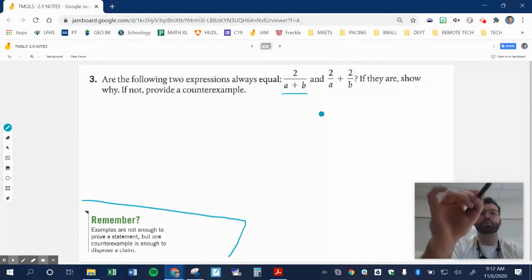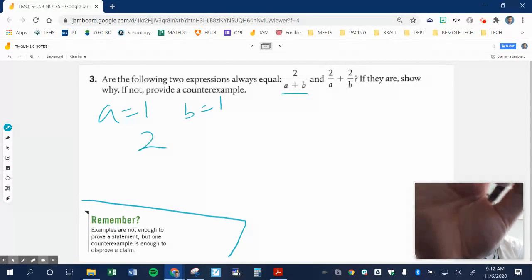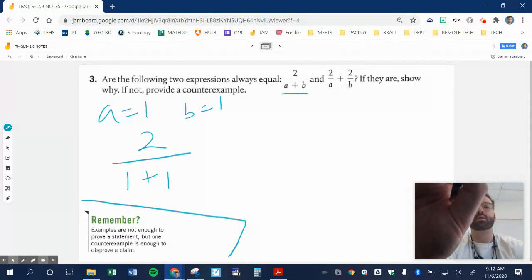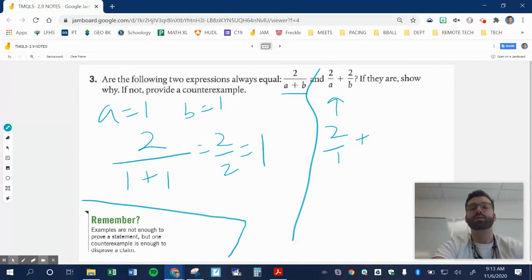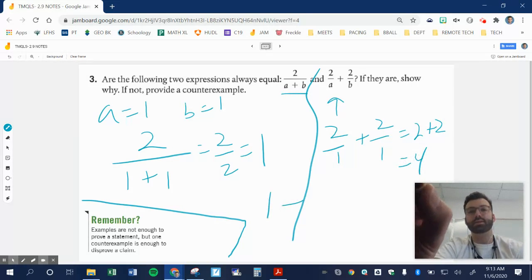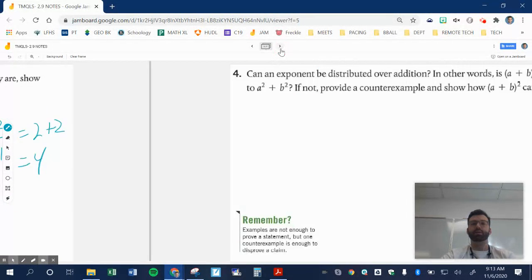So a counterexample would be, what if A equals 1 and B equals 1? Then I would have 2 over 1 plus 1, which would be 2 over 2, which would be 1. Well, if I plug that into here, I'd have 2 over 1 plus 2 over 1, which would equal 2 plus 2, which would equal 4. So 1 does not equal 4. So there's our counterexample right there. Could you have picked any number? Yes, I could have picked 10, and still it would not have worked. I just chose 1 because 1 is just a really easy number to pick.